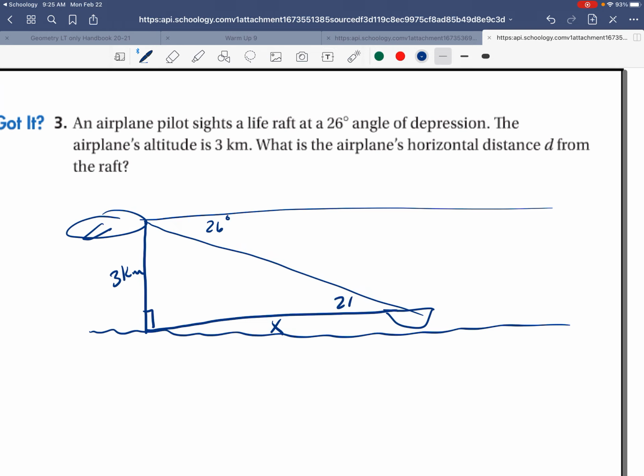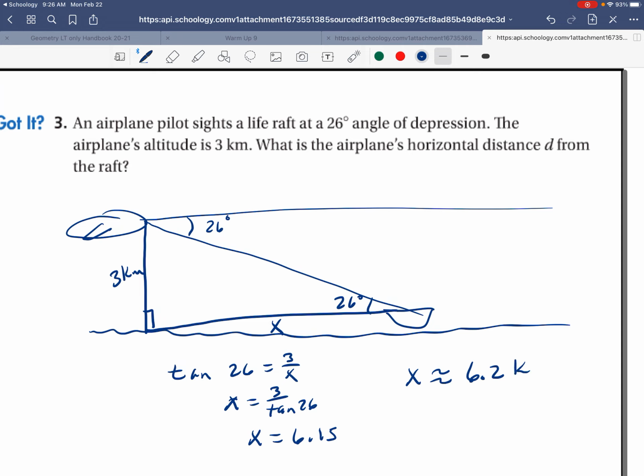So we set this up. We've got 26 is also here because of alternate interior angles congruent. And we're going to use the tangent function. So the tangent function of 26 is equal to 3 over x. We're going to solve for x, multiply by x, and then divide by tangent of 26. So we get that x is 3 over tangent of 26, and this is that x is approximately 6.2 kilometers.